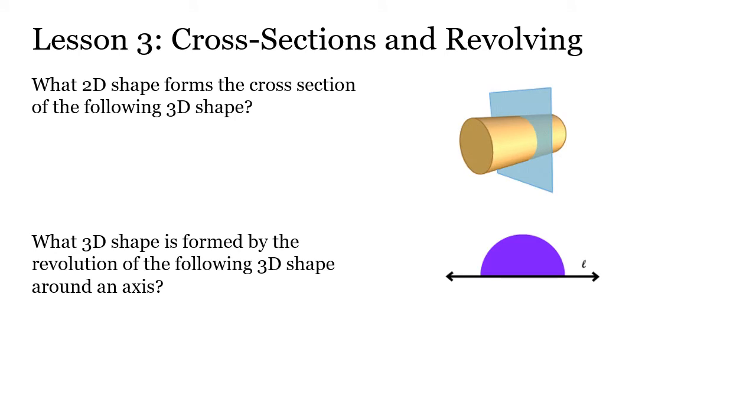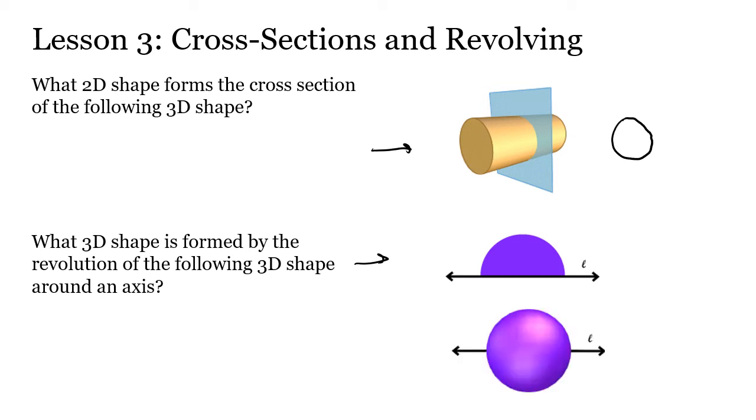Lesson number 3, we made the transition from 2D to 3D shapes, starting with cross sections. What would happen if I sliced this shape? What 2D shape would be formed? Well, you get a circle. So you can see how these two things are connected. The 3D shape is made up of circles. And again, what is formed by the revolution of the following 2D shape? Well, if we revolve that, we'll get a sphere. So you can see how these two things are connected, 2D and 3D shapes.